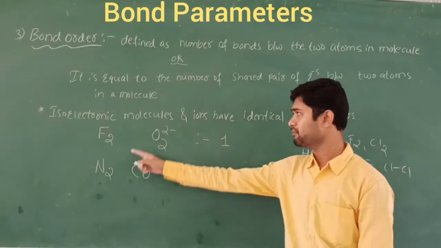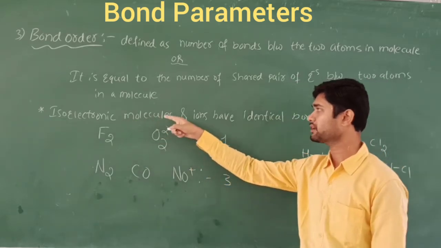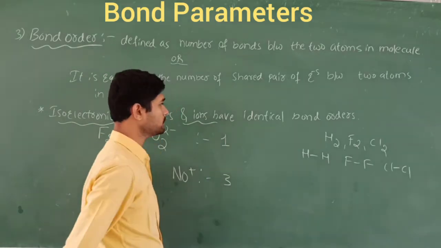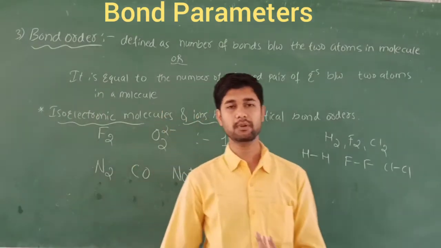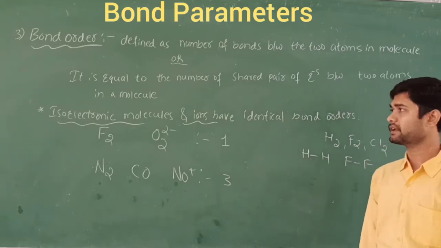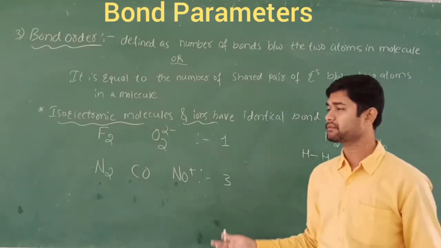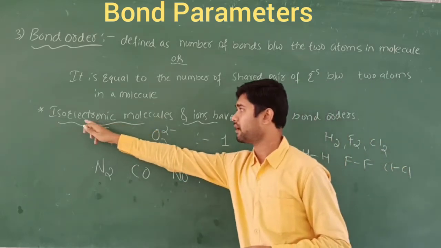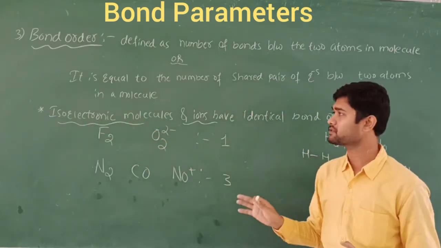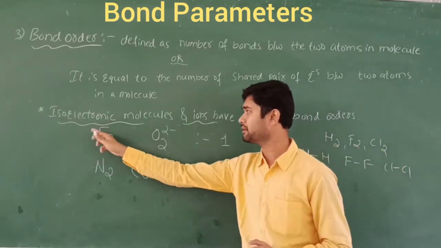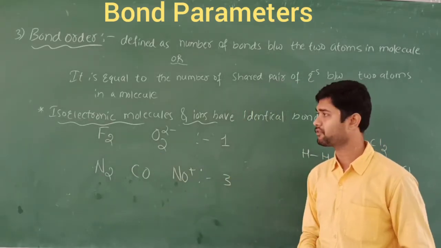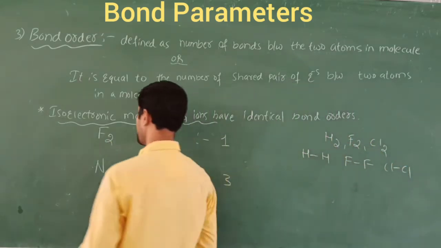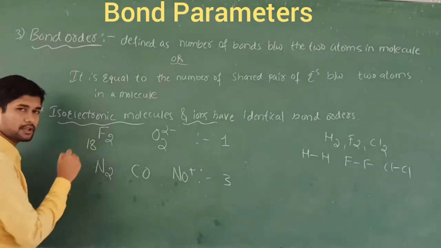But a very important note here: isoelectronic molecules and ions have identical bond orders. What do we mean by this? Isoelectronic means iso is same, electronic means same electrons. The molecules may be different, but their electrons must be the same. That is called isoelectronic molecules. Let us take the fluorine molecule. What is the atomic number of fluorine? It is 9. How many fluorines are there? 2. So 9 times 2, 18 electrons.